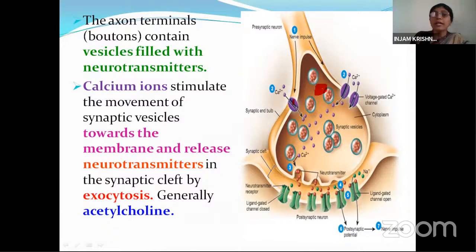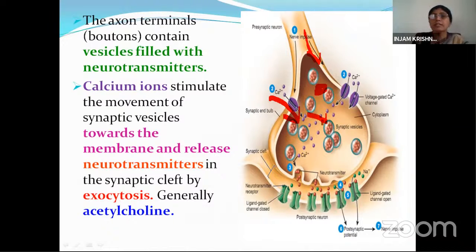Okay, calcium gated ion channels are also present here. Where? At the membrane of the presynaptic neuron. The membrane of the presynaptic neuron contains calcium gated channels. When the nerve impulse passes on, these calcium gated channels open. So calcium influx moves from outside to inside. When the calcium moves from outside to inside, calcium ions stimulate the movement of synaptic vesicles.